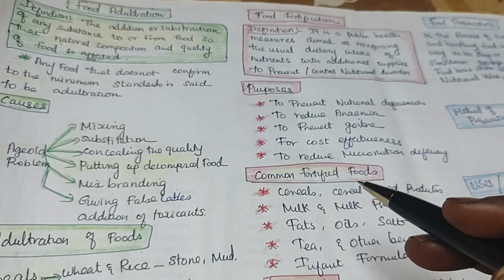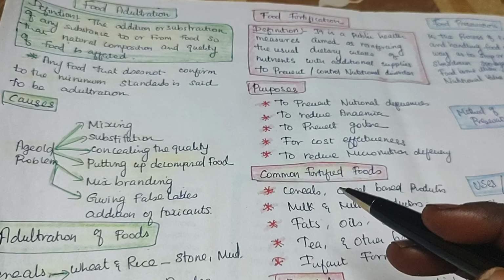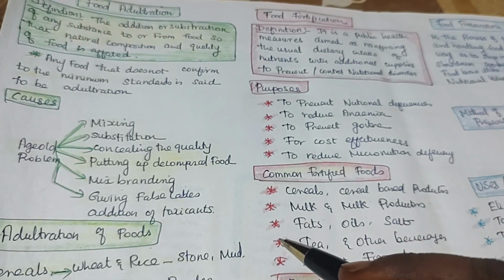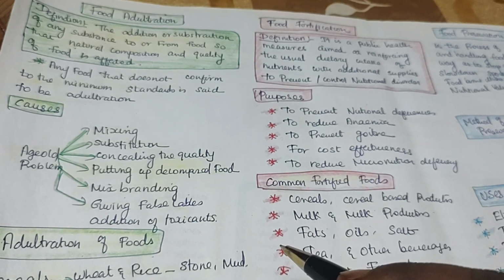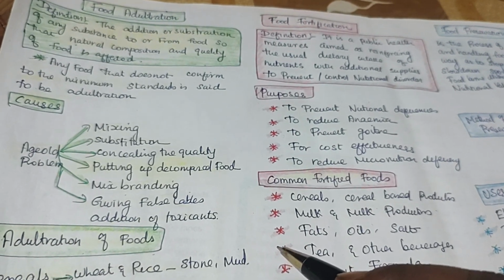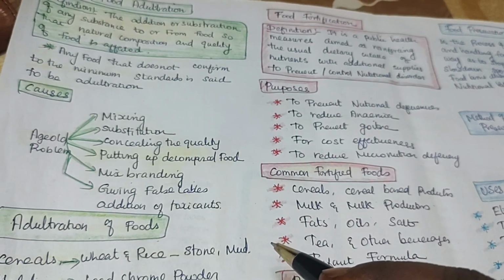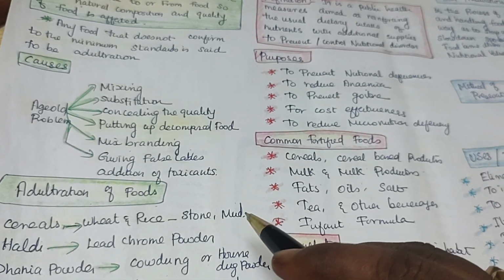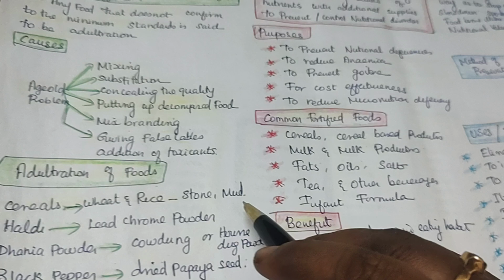companies or anyone adding, mixing, or substituting something into the food which may reduce the quality of the food is called food adulteration. So any substances in the form of it, any food that does not conform to the minimum standard is said to be adulteration. So it's an age-old problem. We are trying to control it. State and central governments have passed many laws, still people are doing it.